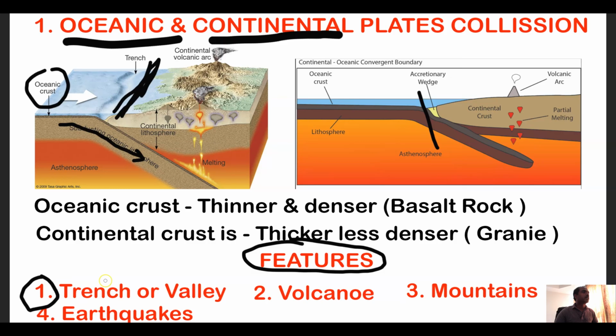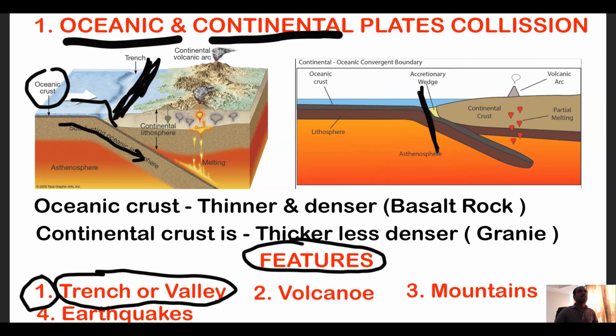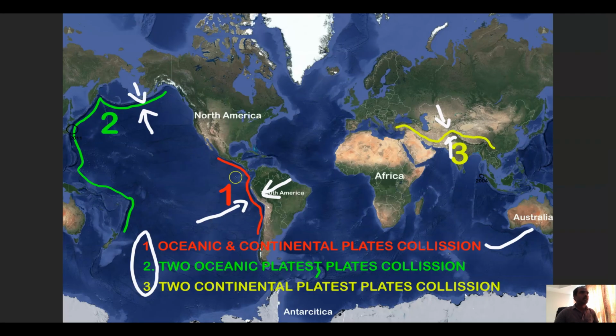Firstly, we will see a trench or a valley near the plate intersection. Wherever you see this oceanic plate diving down under the continental plate, you will see a big trench. A trench is a place where there is a huge difference in altitude. So let's go to Google Maps and find this trench or valley. Here I drew a red line along this South American continent where the oceanic plate is colliding with the continental plate. So let's go there to find if we have trenches along it.